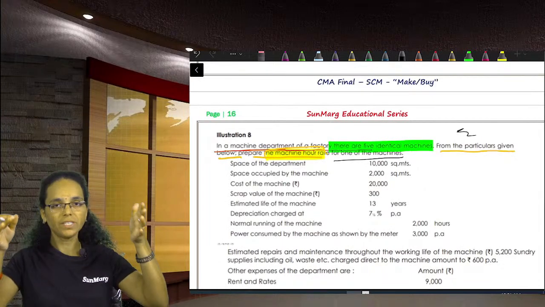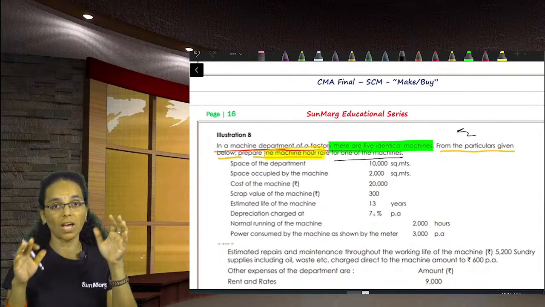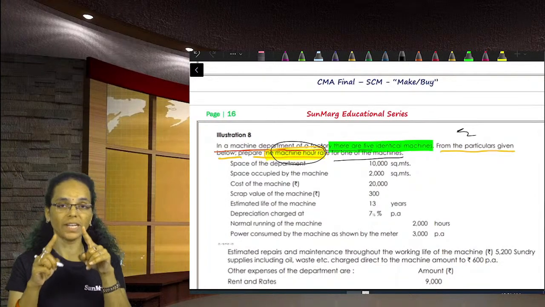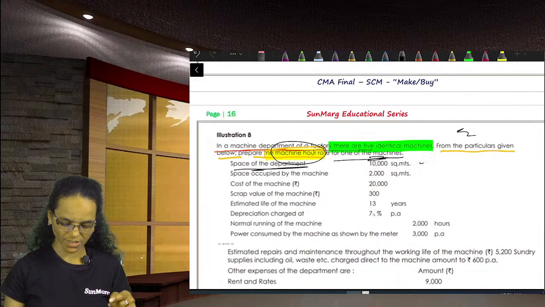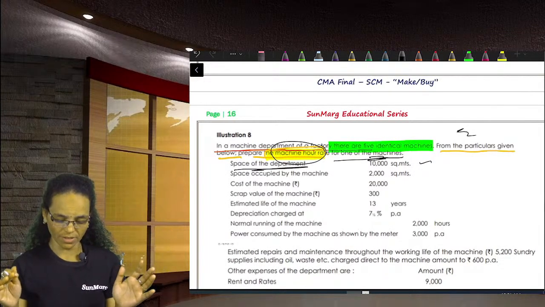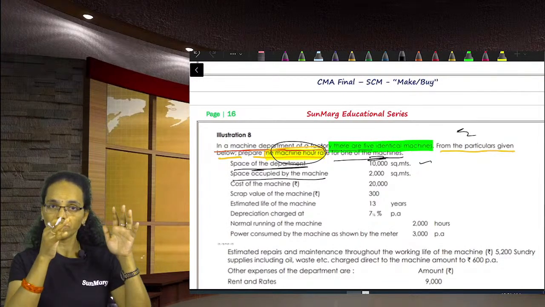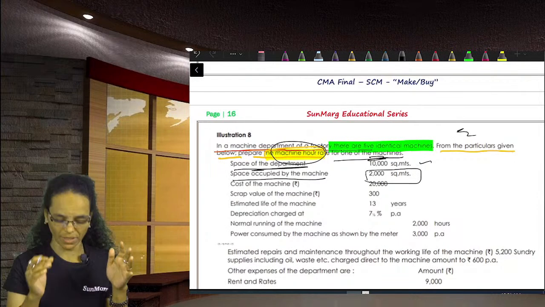See, this is a manufacturing unit. In this manufacturing unit, we have 5 machines, identical machines, same machines. But we need to find out the machine hour rate for one particular machine. The total space of the department is 10,000 square meters, and the space occupied by the machine we are talking about is 2,000 square meters.